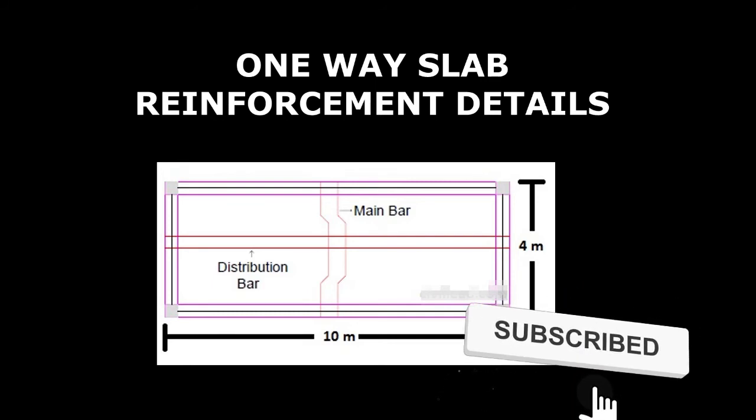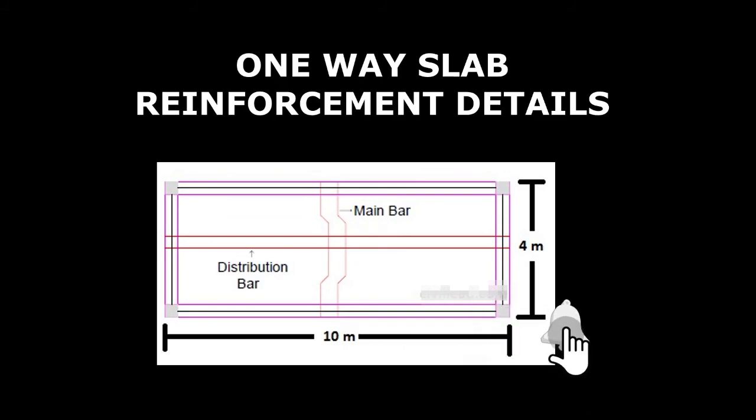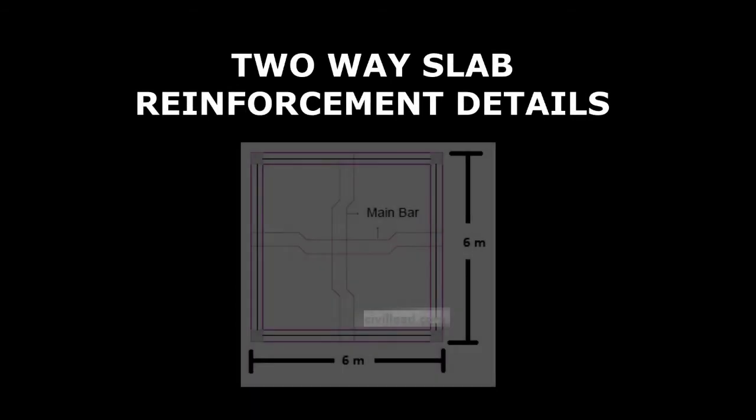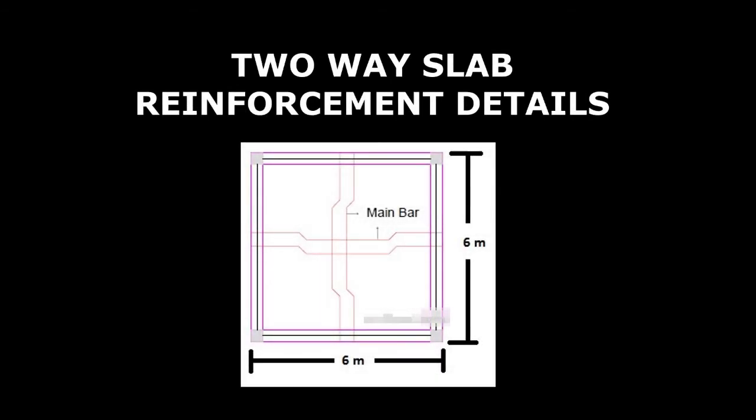So the main bar or the crank bar is provided in shorter span and the distribution bar is provided in the longer span. Here in this slab, the length and width is 6 meters. So it is clear that L by D ratio, that is 6 divided by 6, is equal to 1, which is less than 2. Hence it is a two-way slab. That's why the main bars or crank bars are provided at longer span as well as in the shorter span.